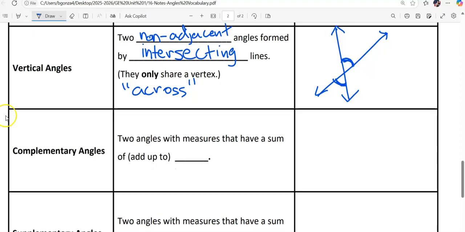Complementary angles. When I see complementary, I think of a compliment. We all love getting compliments, right?